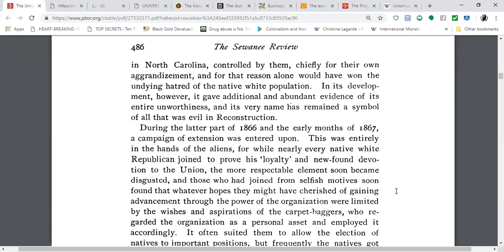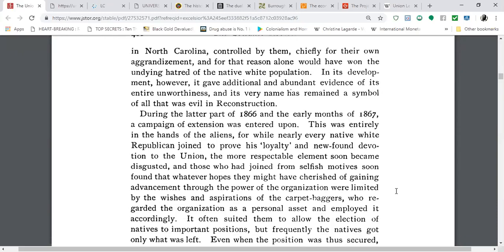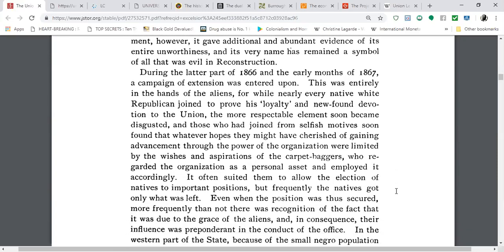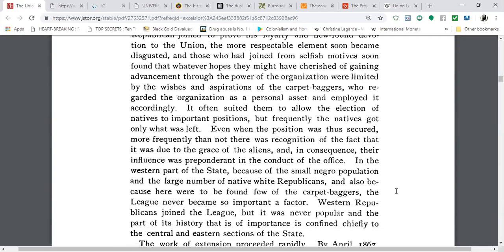was limited to the wishes and aspirations of carpetbaggers who regarded the organization as a personal asset and employed it accordingly. It often suited them to follow the election of the natives to important positions, but frequently the natives got only what was left. These are native whites. Even when the position was thus secured, more frequently than not there was recognition of the fact that it was due to the grace of the aliens, and in consequence, their influence was pronounced on the conduct of office.